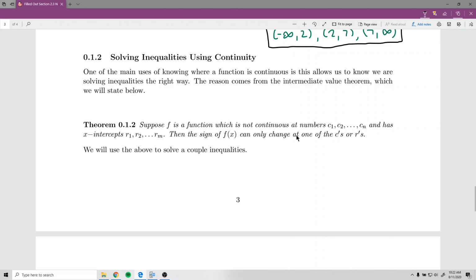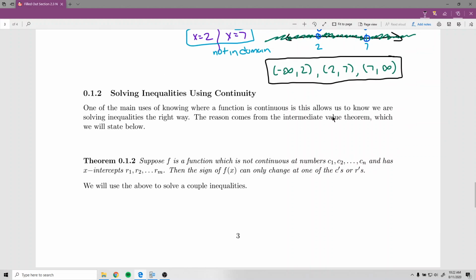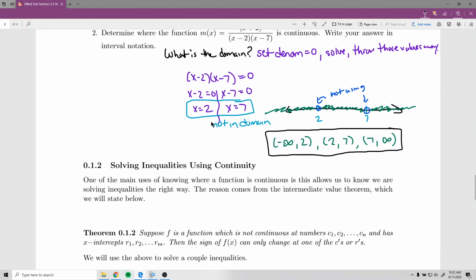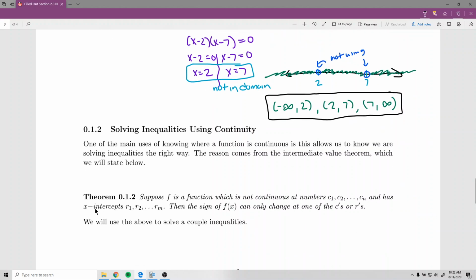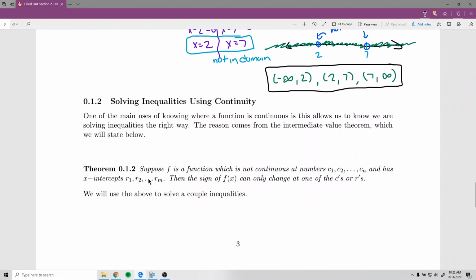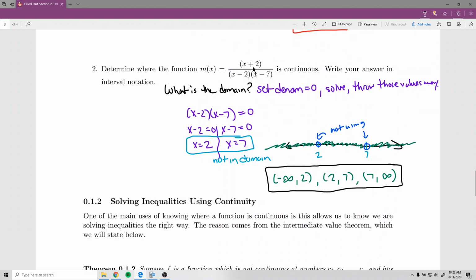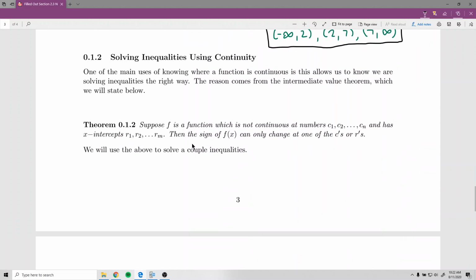Suppose f is a function which is not continuous at the numbers c1, c2 up to cn. So here would be 2 and 7 for this problem, and has x-intercepts of r1, r2 up to rm. So x-intercepts are when the numerator equals 0, which would be -2. Then the sign of f of x can only change at one of those points, where it's not continuous or where we have an x-intercept. The sign meaning from positive to negative.